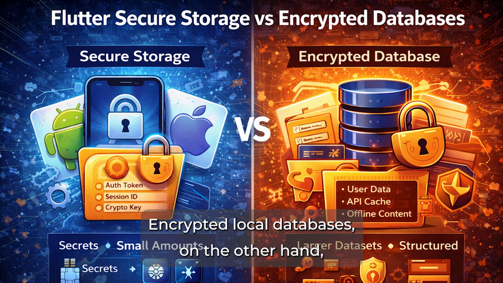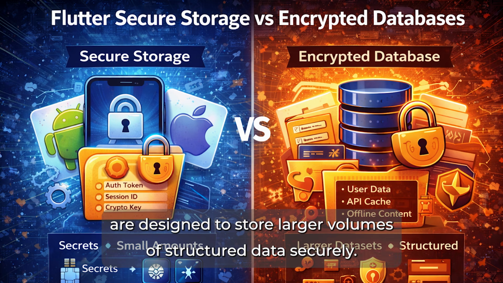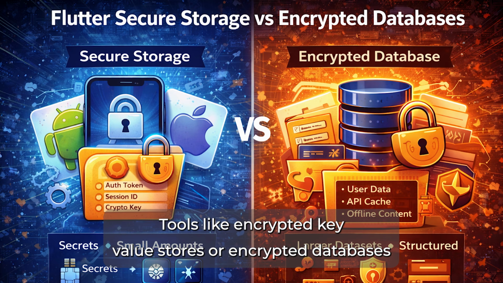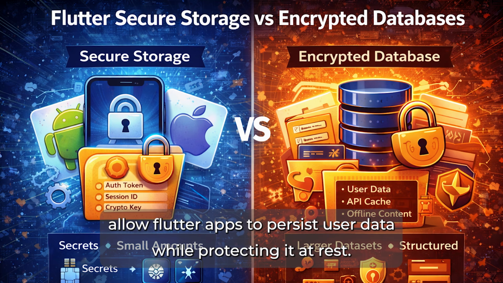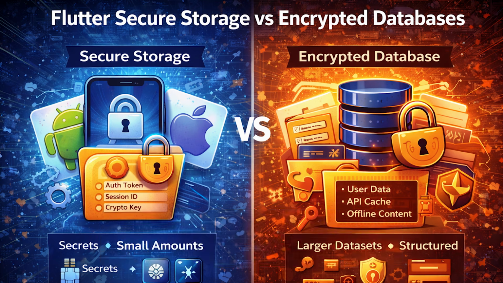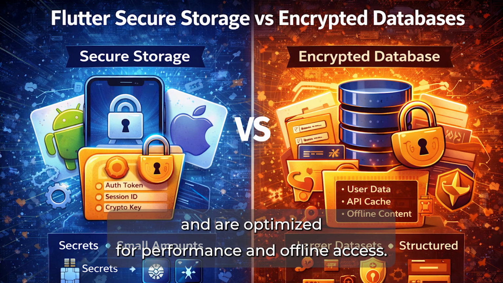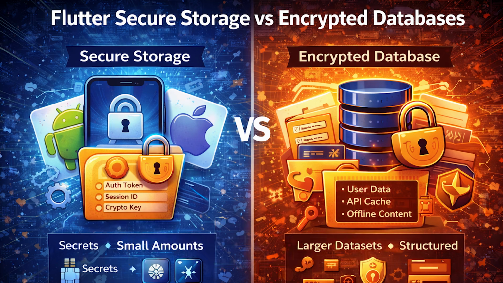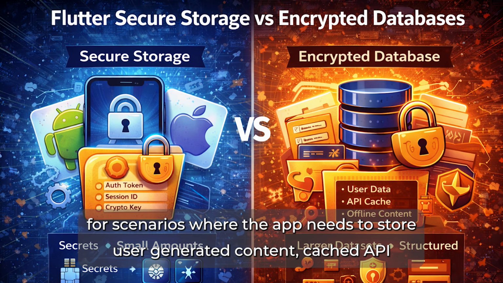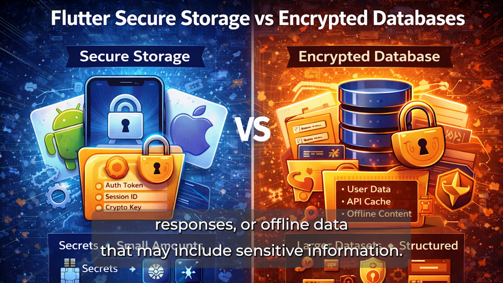Encrypted local databases, on the other hand, are designed to store larger volumes of structured data securely. Tools like encrypted key-value stores or encrypted databases allow Flutter apps to persist user data while protecting it at rest. These solutions typically use strong encryption algorithms and are optimized for performance and offline access. Encrypted databases are ideal for scenarios where the app needs to store user-generated content, cached API responses, or offline data that may include sensitive information.